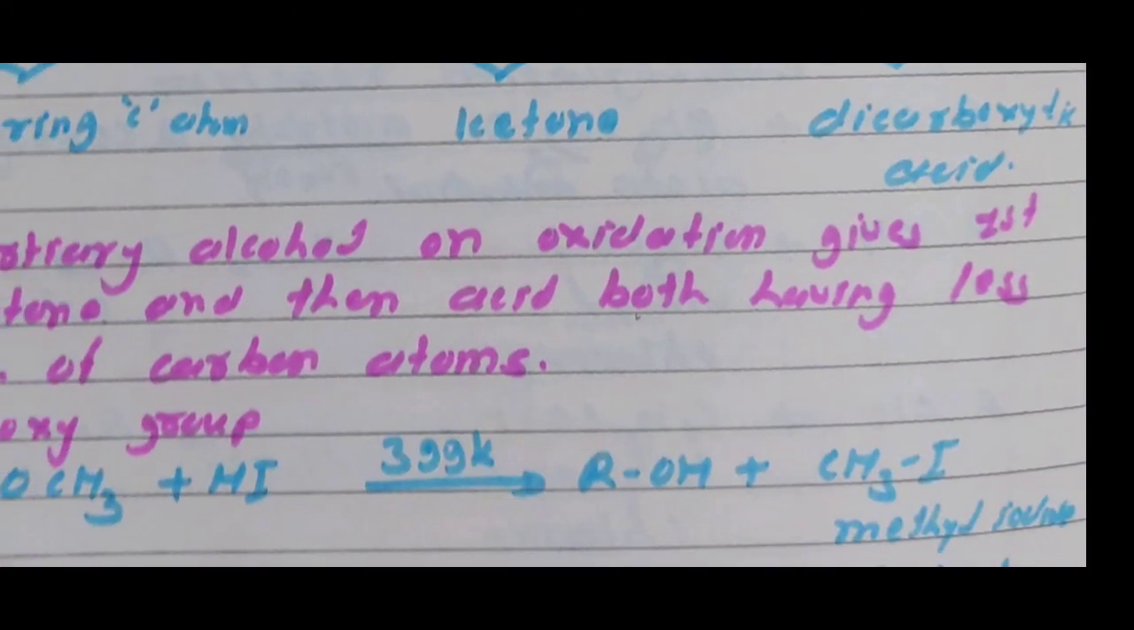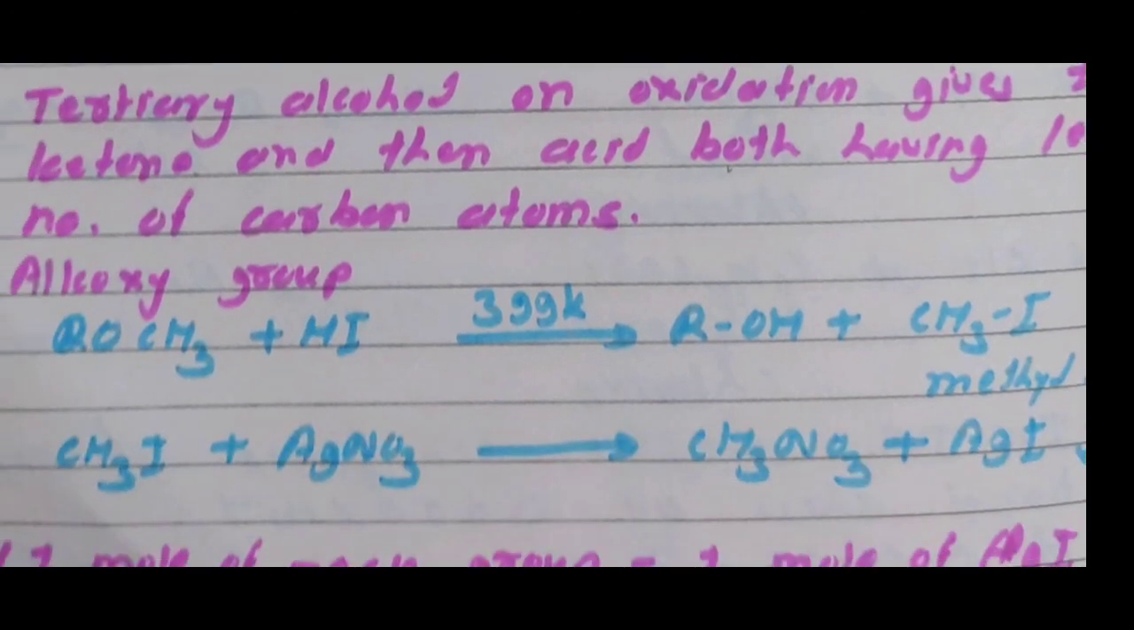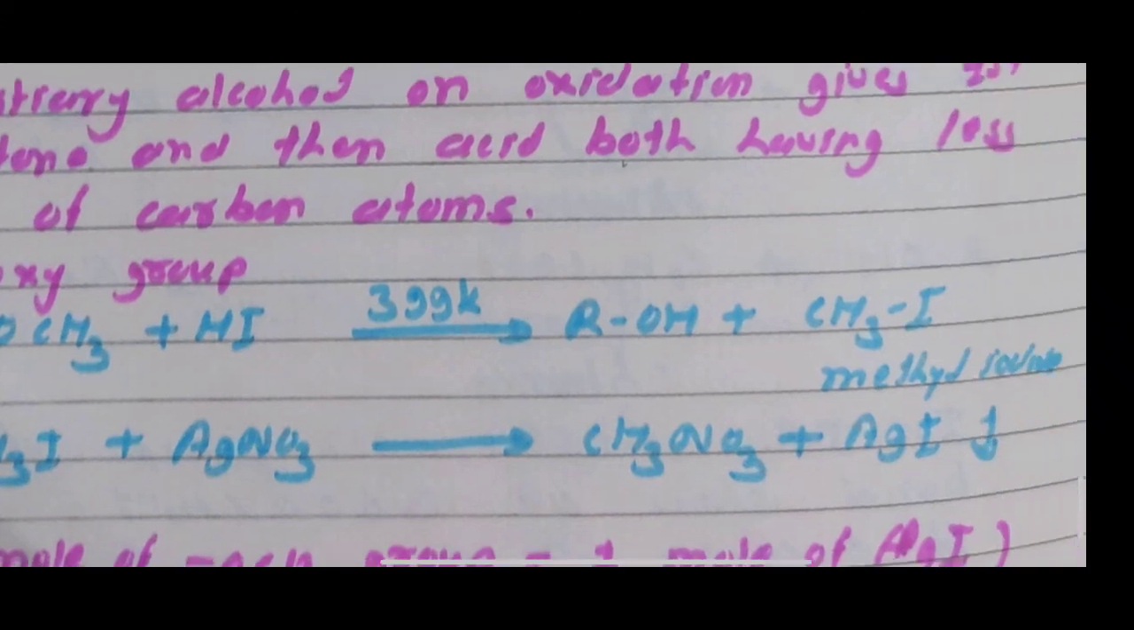Then after alcoholic OH group, next is the alkoxy group. In case of alkoxy group, it is detected by Zeisel method. A known weight of alkaloid is heated with concentrated HI at 399 Kelvin, and the alkyl iodide is estimated with ethanolic silver nitrate. Then 1 mole of methoxy group is equal to 1 mole of AgI. Therefore I am showing the reaction here: ROCH3 plus HI at 399 Kelvin, formation of ROH plus methyl iodide.